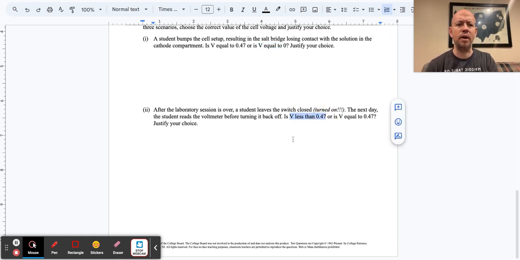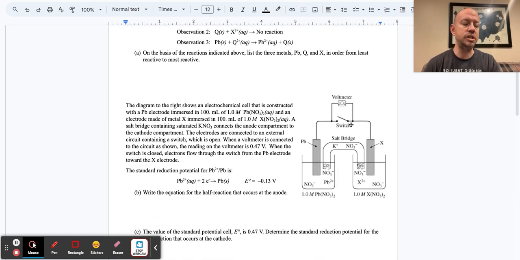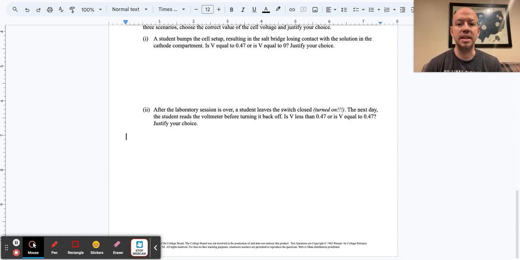And right here, the last point, and sometimes the wording makes this a little bit confusing. We haven't talked in detail about non-standard cells, but this is a place where we can kind of use common sense. So they leave the switch closed. That means that it's turned on. When we scroll back up here, the switch is open, which means it's not connected. When we close that switch is when we turn it on. The next day, the student reads the voltmeter before turning it off. Well, if it's been running all night, we're using up chemicals and the voltage is going to be less than 0.47. So a battery will start to die, and especially an electrochemical cell.